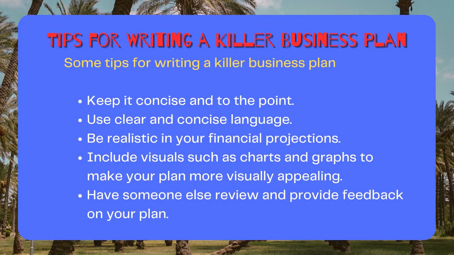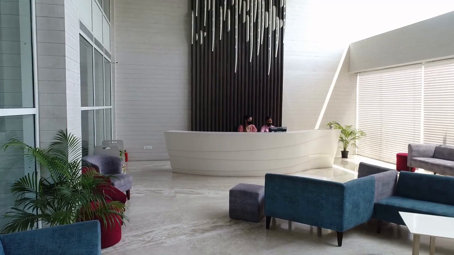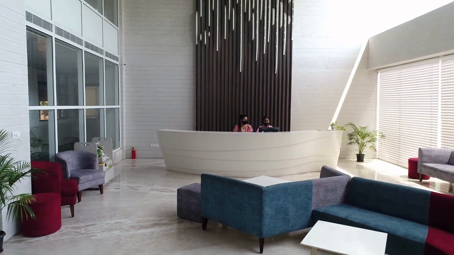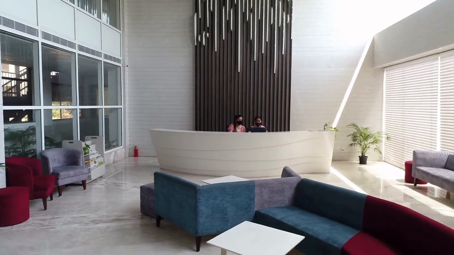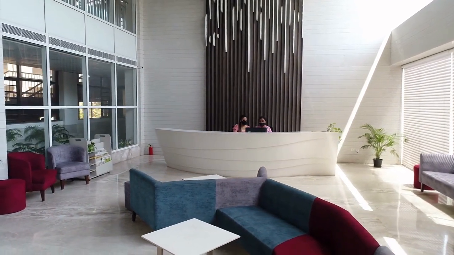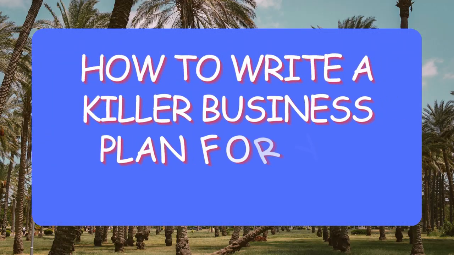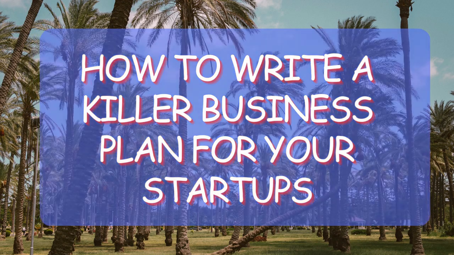And it says the management and organization section of your business plan should outline the structure of your company and introduce key personnel. This section should include information on your management team's background and experience, as well as any advisors or board members. So guys, this business plan, as I said before, you can tailor to suit the type of business you are going into.